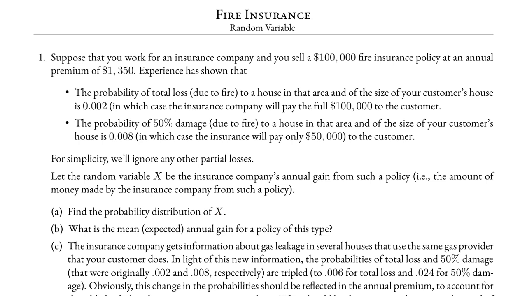Now, x is the annual gain, but it also assumes the annual loss. In this case, we were given two scenarios, total loss or 50% damage. However, if the insurance paid on every insurance policy, then how are they going to make money? Well, although it is not explicitly stated, there are a lot of customers who do not get a payout from the company, meaning there are lots of customers who pay a premium each year and do not get anything in return. And that is how the insurance company makes money.